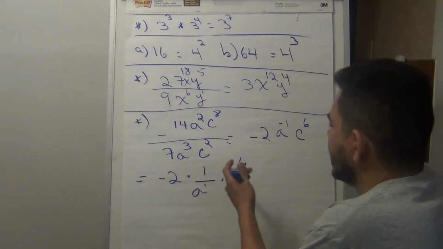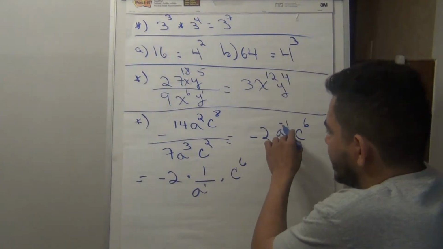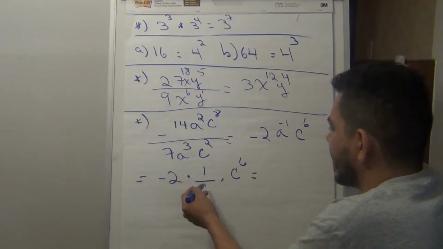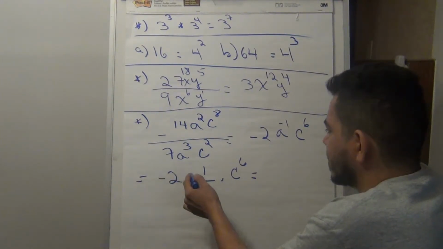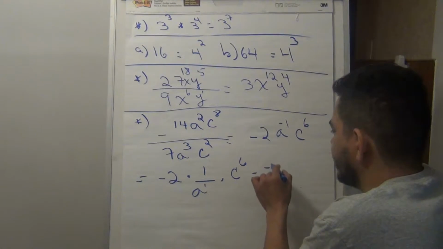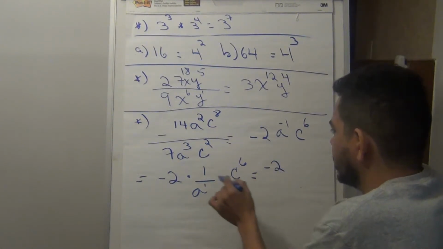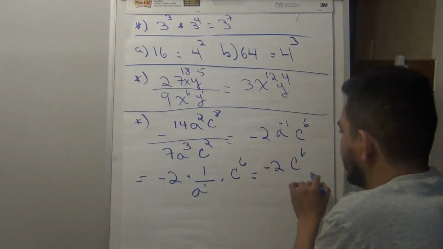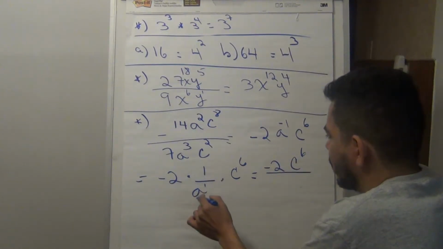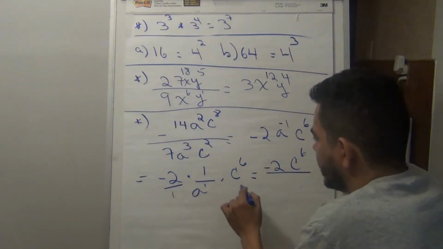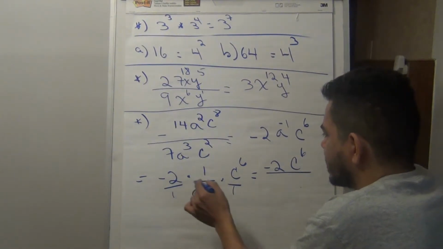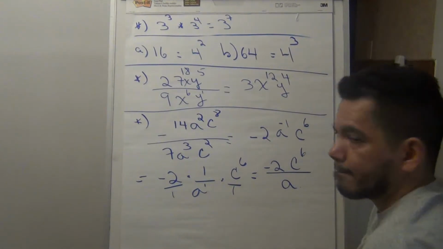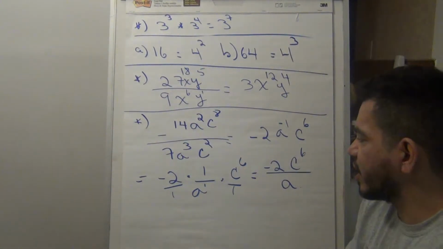Okay then. And we understand why this is 1 over a to the first. So when we multiply, we get negative 2 times 1 is negative 2, times c to the 6. But now, over what? Well, this is over 1 and this is over 1. So 1 times a is a, times 1 is a. And that's what you get.